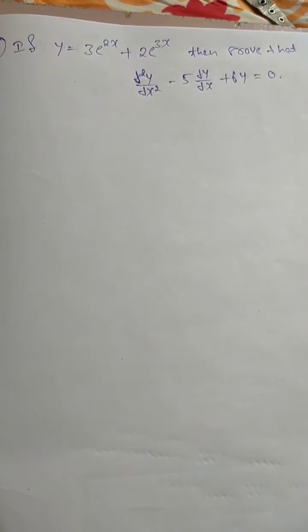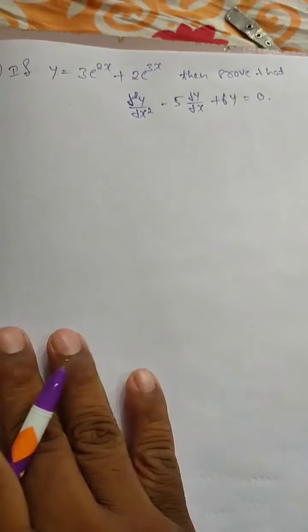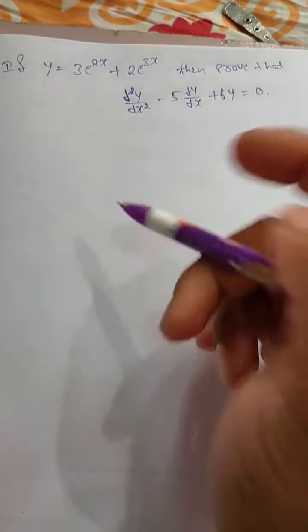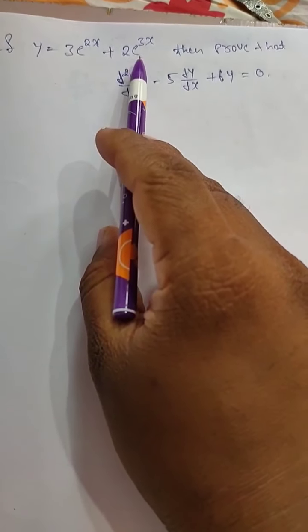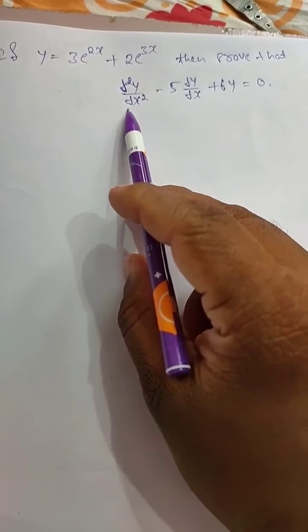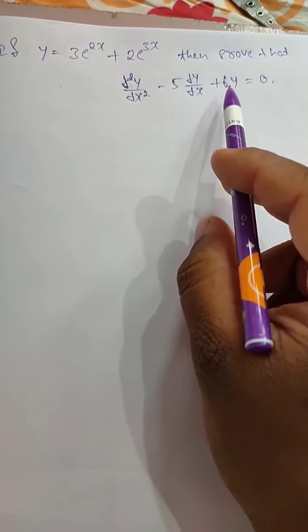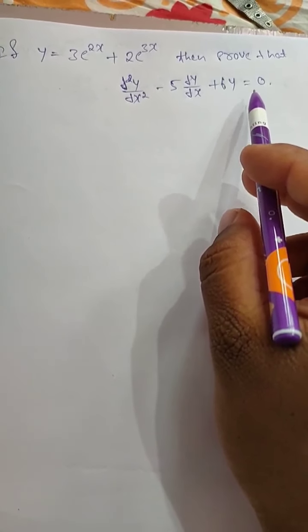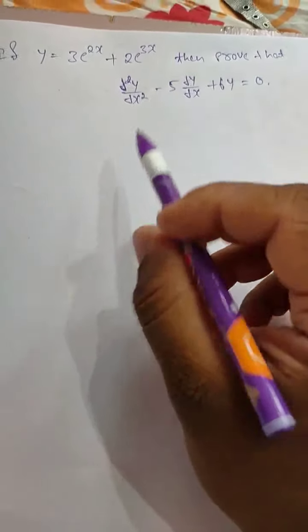Students, now we will go for the next question. The next question is, if y is equal to 3 e to the power of 2x plus 2 e to the power of 3x, then prove that d square y by dx square minus 5 into dy by dx plus 6y is equal to 0. So this is the given question.